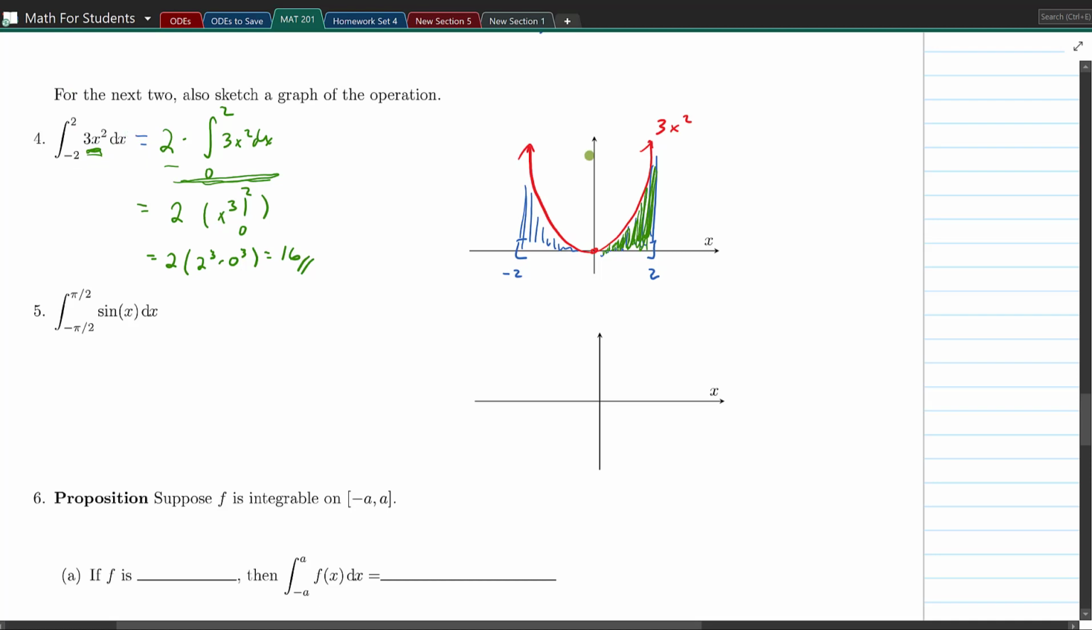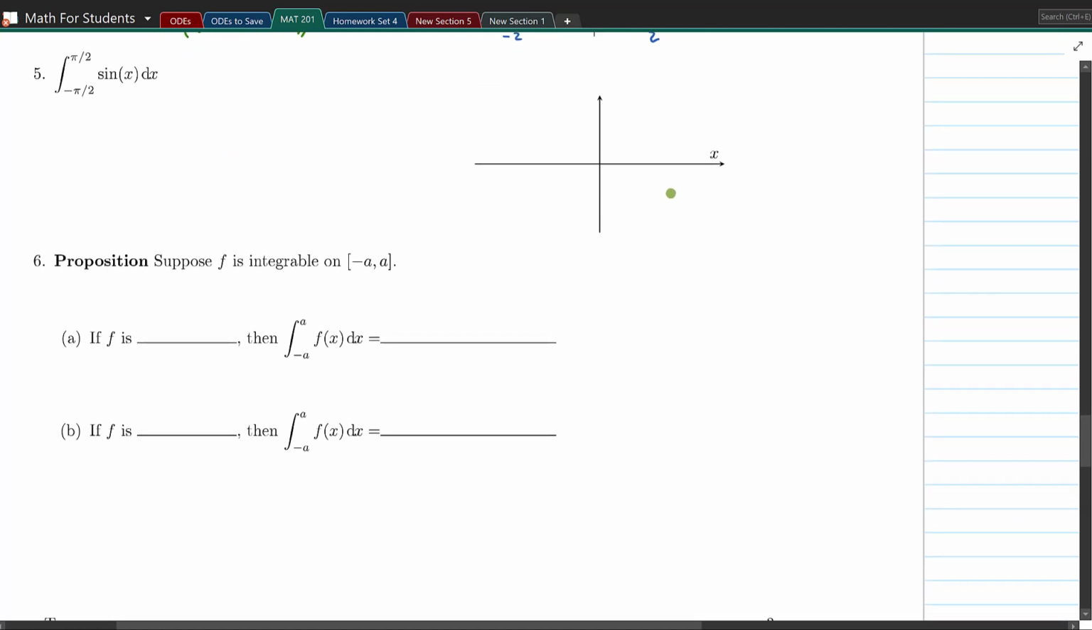This function, the only reason I was able to do this is because this function is symmetric about the y-axis. But which functions are symmetric about the y-axis? The even functions. And just for your notes going forward, I'm going to put this down here.